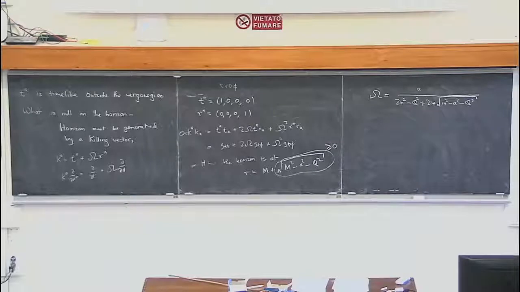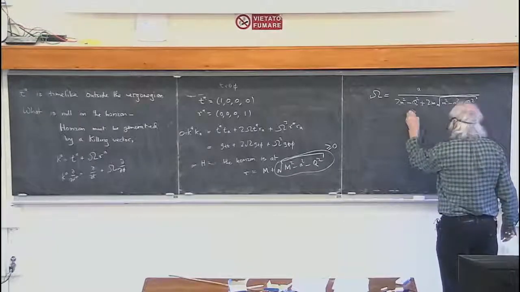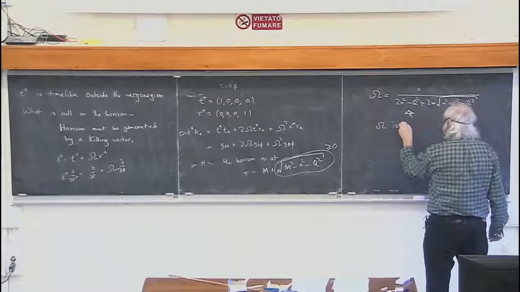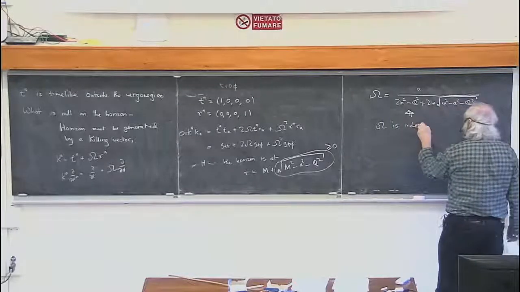There is one thing that I really want to emphasize about this, and this shows explicitly that the thing does not depend on where you are on the surface of the black hole. It does not depend on whether you're at the North Pole, South Pole, or the equator. It's the same everywhere. So it's independent of the position on the horizon.